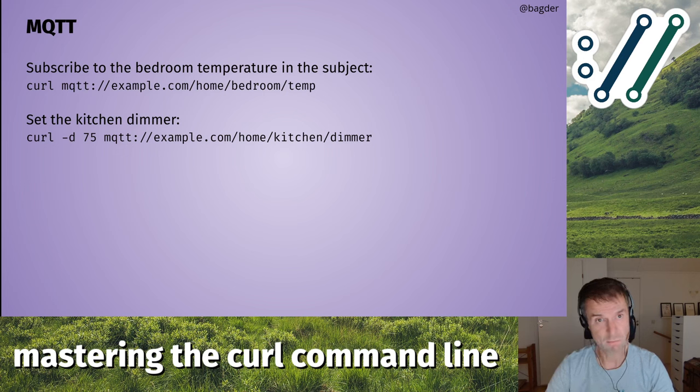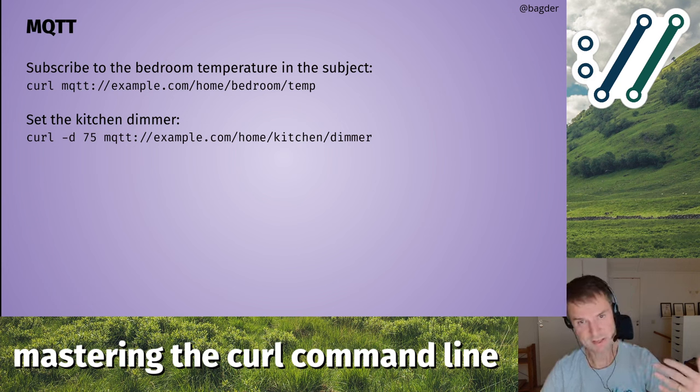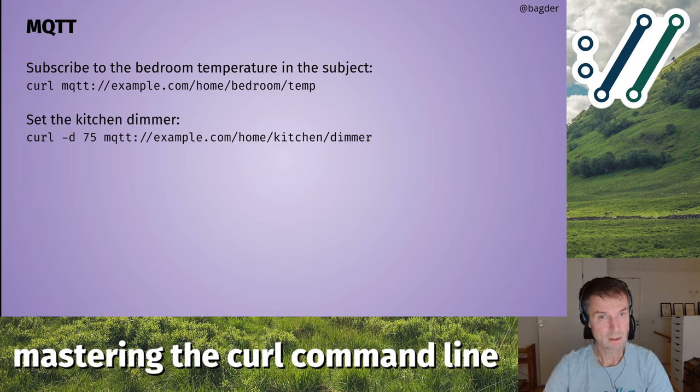It's usually a way to work with smaller embedded systems. And in there, you can download data, which basically means subscribing to something like a bedroom temperature, or you can upload data or set data. You set the value of 75 to the kitchen dimmer with the MQTT scheme in the URL. So download, upload, even though those particular protocols don't actually speak about download and upload.